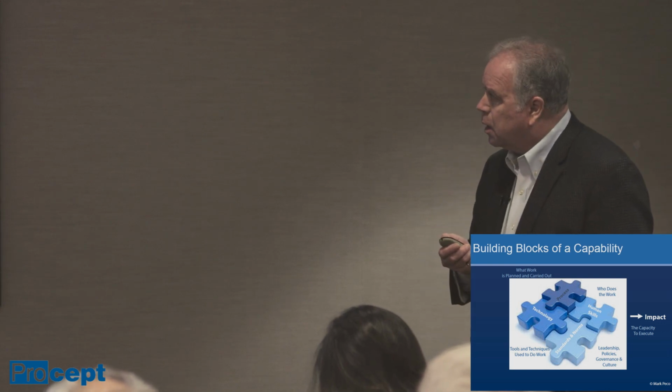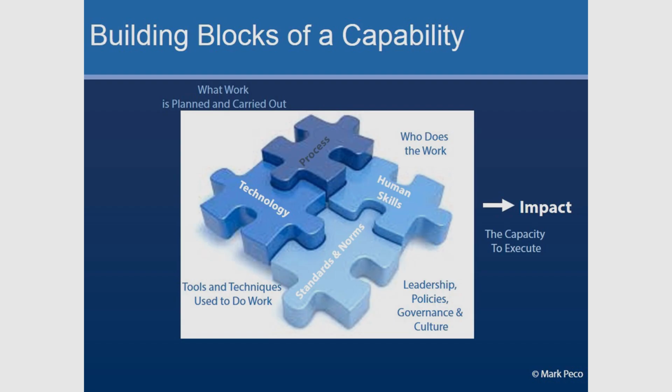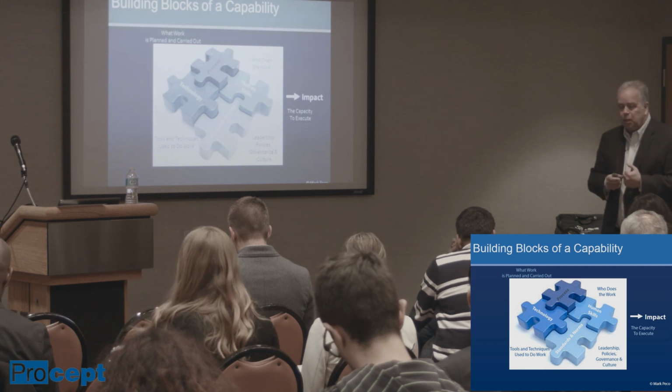And these 4 building blocks are process, the tools and techniques, what I'm going to call the standards and norms, and human skills. So if we think of these 4 things that have to come together to give us the capability we're looking for, we need tools and technologies, we need standard work processes to follow, we need human skills to use the tools in that process, and we have to be governed and organized in a way with policies and culture and leadership to kind of bring it together. And so if we do this properly, and we can construct these through projects and programs, then we can deliver the impact we're looking for.